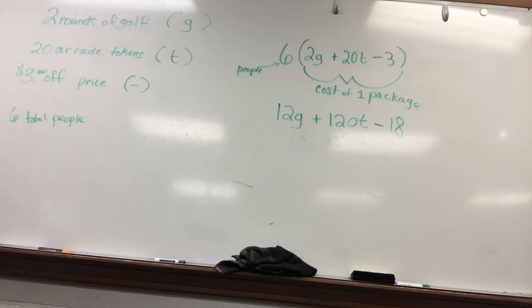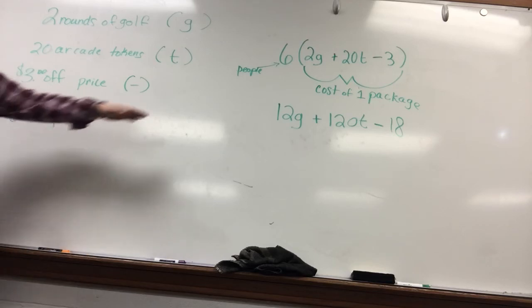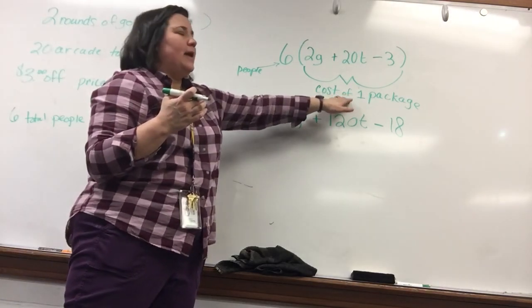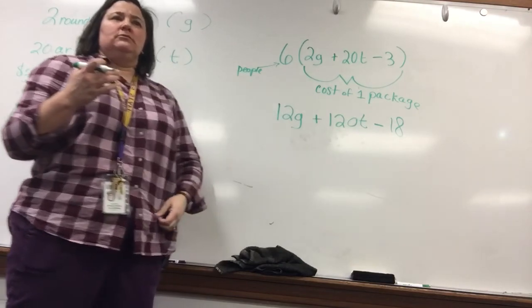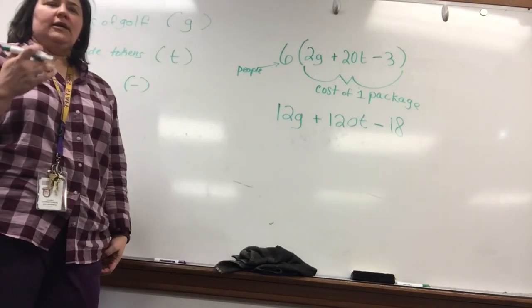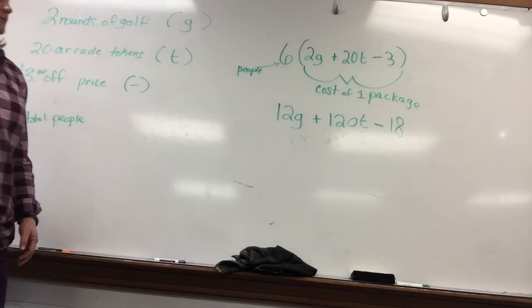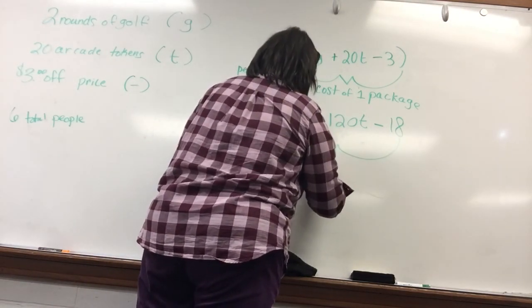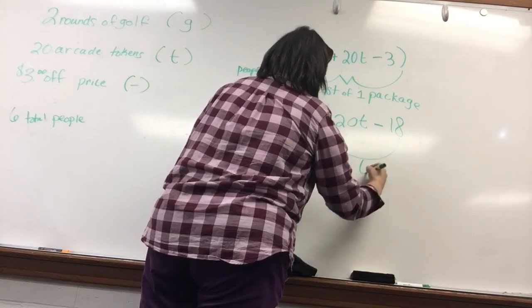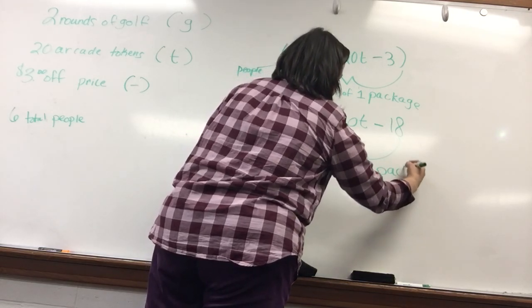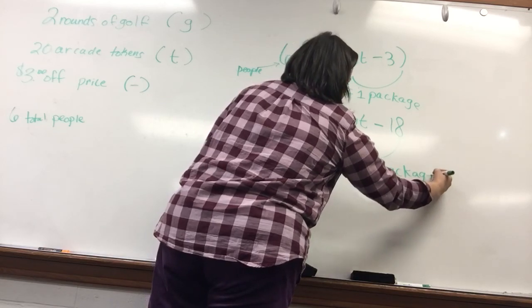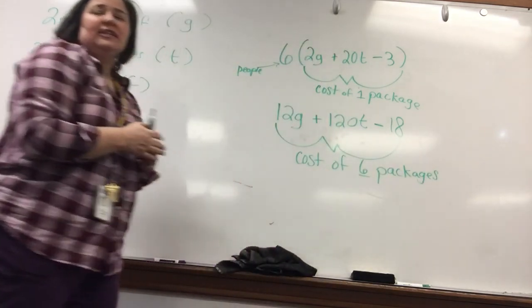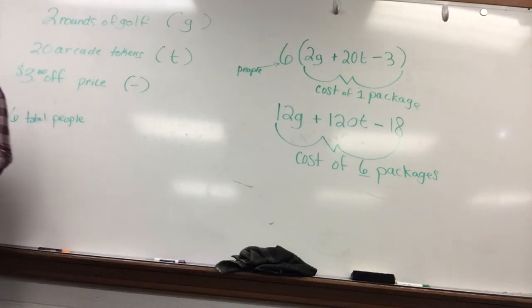How would we describe what we have now in this expression? In the parentheses, it was the cost of one package. Okay, so Jordan, what did you say? Yeah, so this is going to be the cost of 6 packages. And we would really love it for you to copy this down. Yeah, you are going to see a question like this on your homework. You're going to want to have an example. Okay?